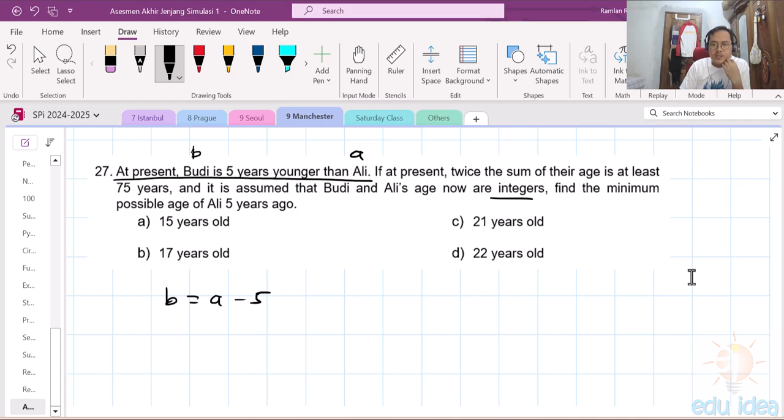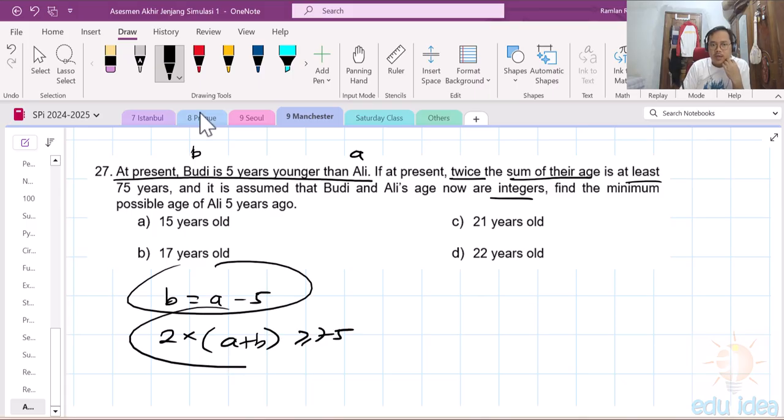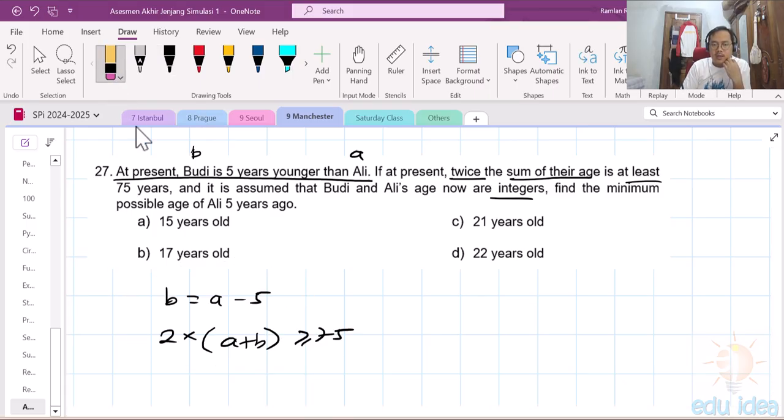Okay, if at present twice the sum of this, twice means 2 times, and the sum of the ages means you add them, so it's the bracket A plus B, right, is at least 75. At least means that it's greater than or equal to 75. Now again, we have an equation and we have an inequality. The way you know how to do this depends on what is being asked. The one being asked is Ali's age 5 years ago. So let's find Ali's age now and then subtract 5.